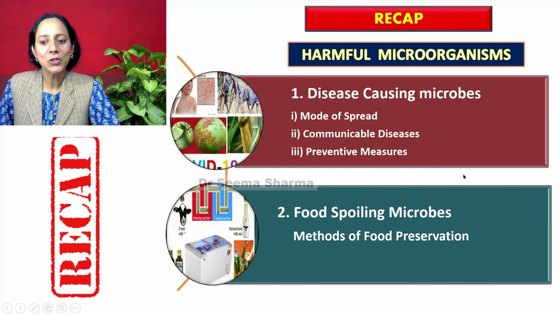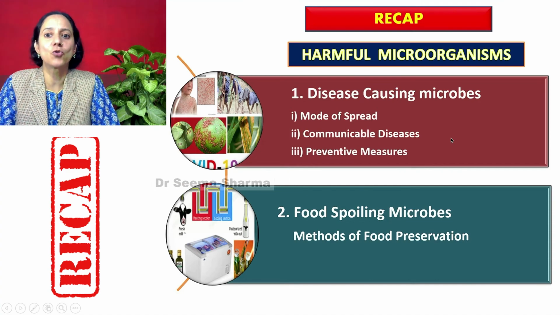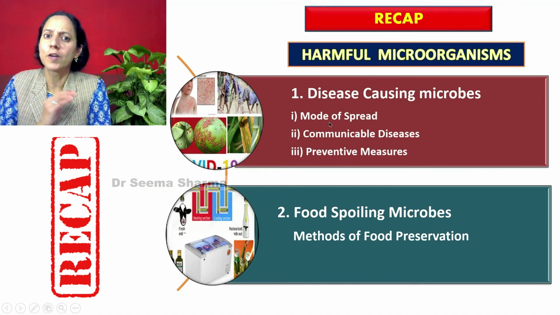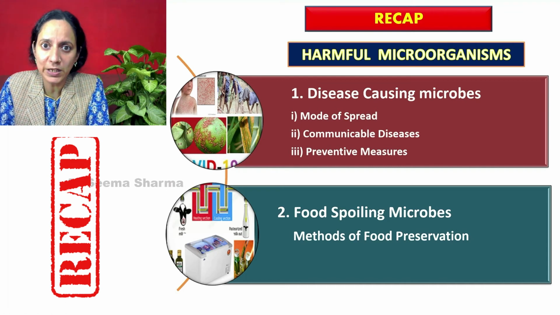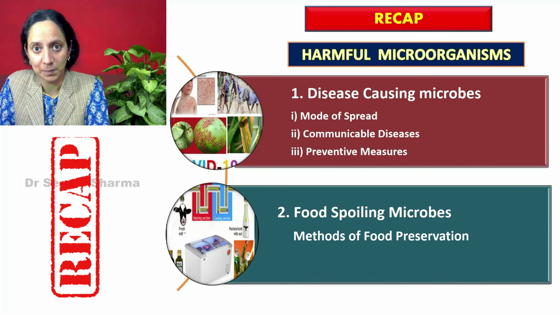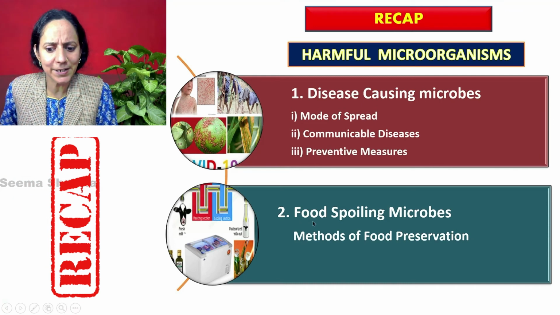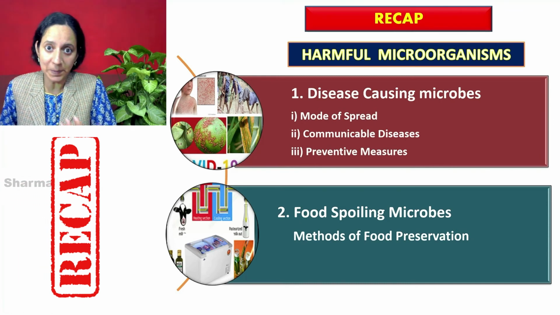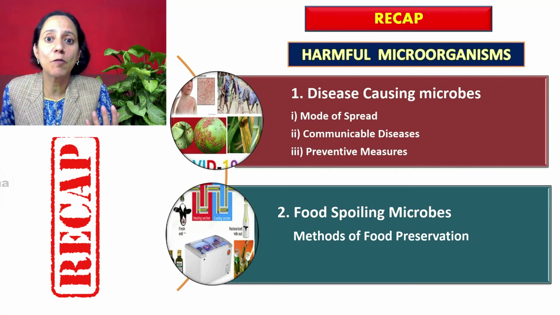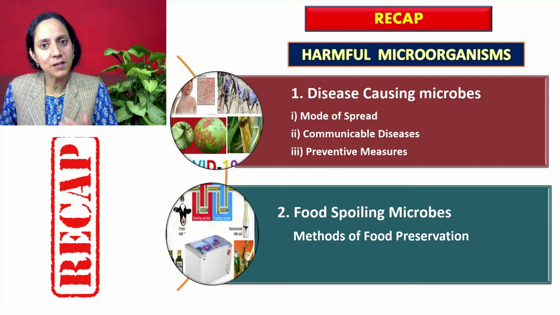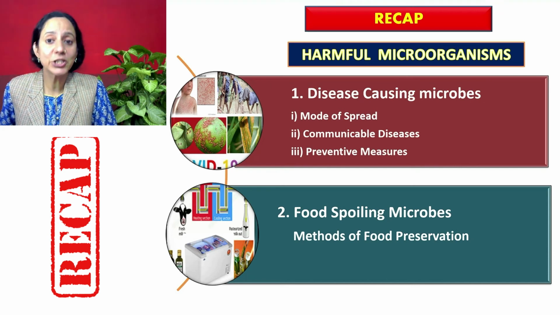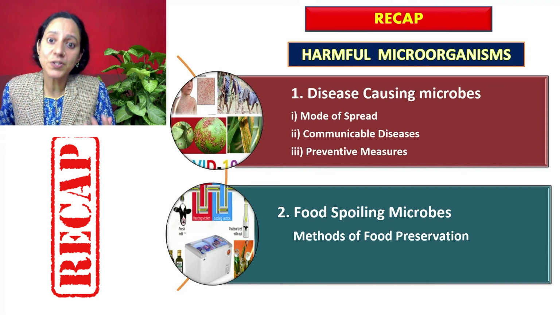So we are through with the content of this video. Now it's time to recap. In this video, you came to know about harmful microscopic organisms. They are responsible for a variety of diseases not only in human beings but in animals and plants. The content related to food spoiling microbes enabled us to know that a variety of fungi and bacteria are responsible for food spoilage and it can be minimized with the help of different methods of food preservation.